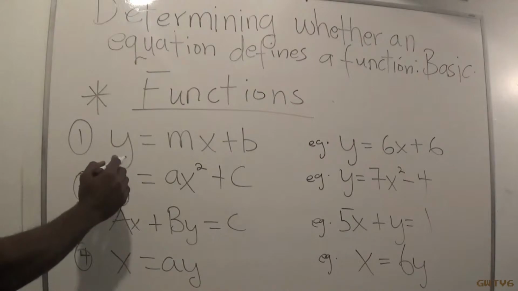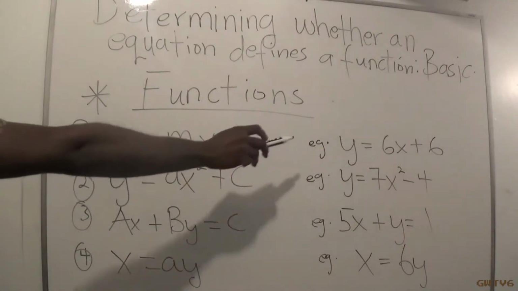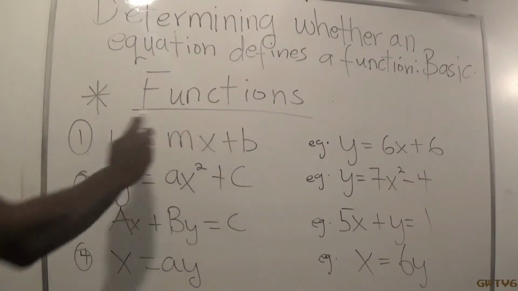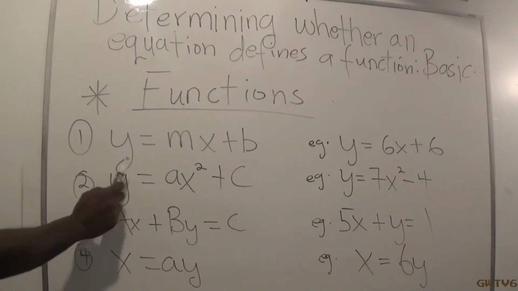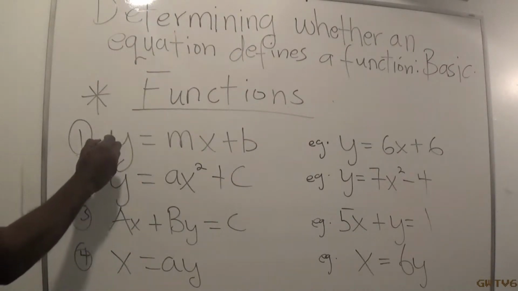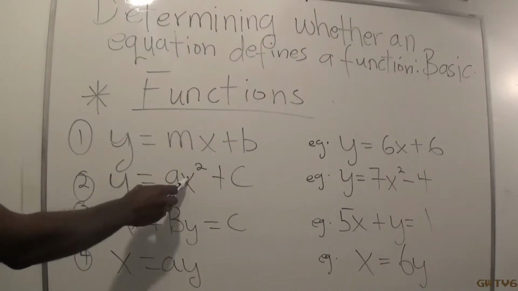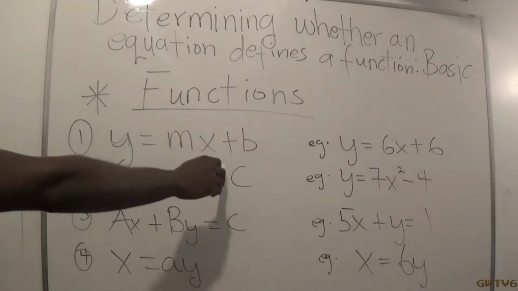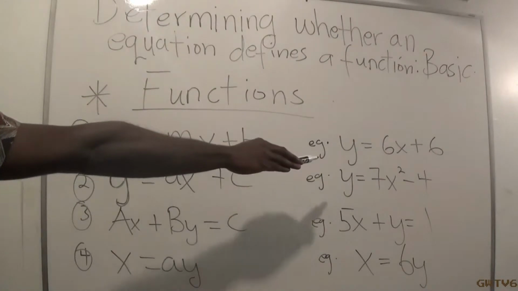If you see an equation that looks like y equals mx plus b, that's an example, y equals 6x plus 6. That is a function. Or you see another one, again, y equals. So that's another way you can remember. You see y equals again, but this time it's 8x squared plus c. That is a function, and that's an example that you see right here.